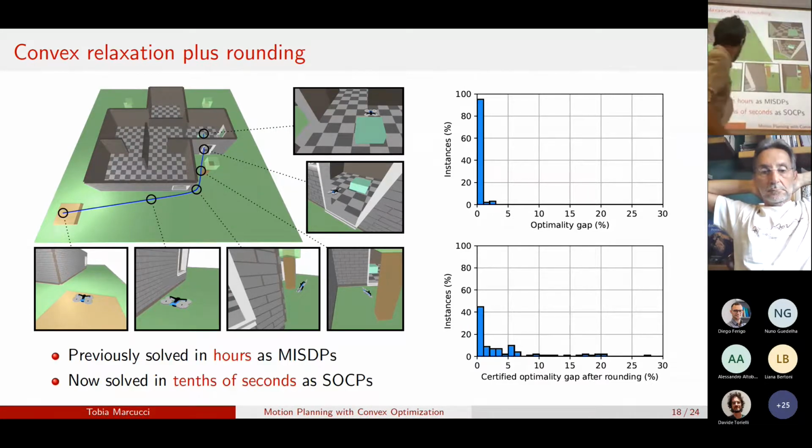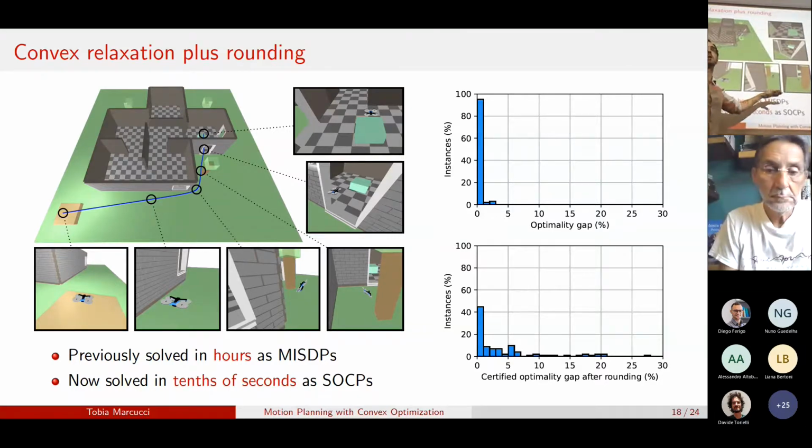And let me mention that problems of this form were previously tackled with very complex mixed integer semidefinite programming and took hours. Now we can solve these in a 0.1 seconds kind of regime.